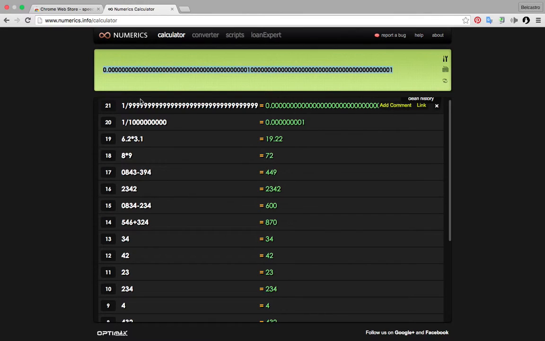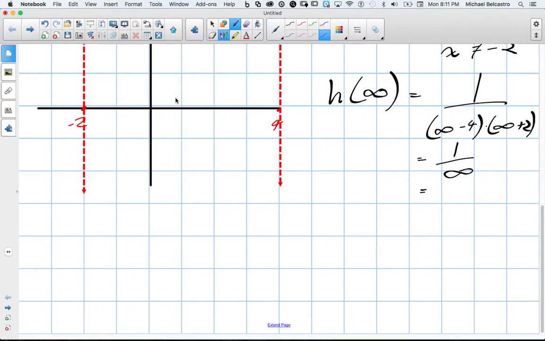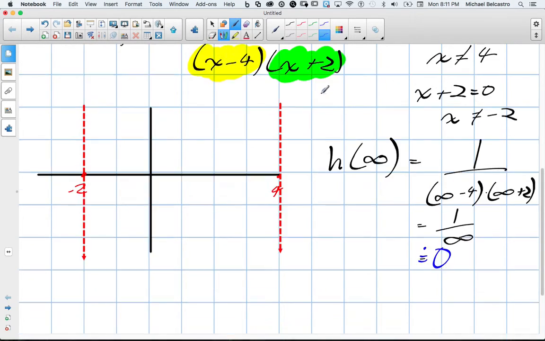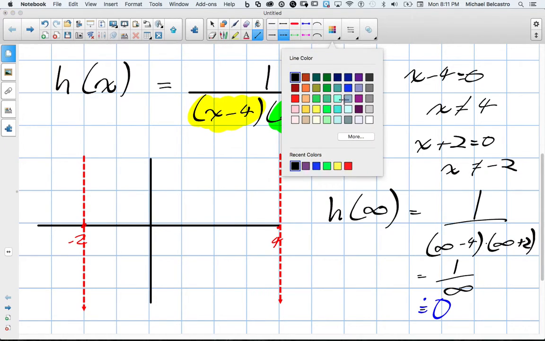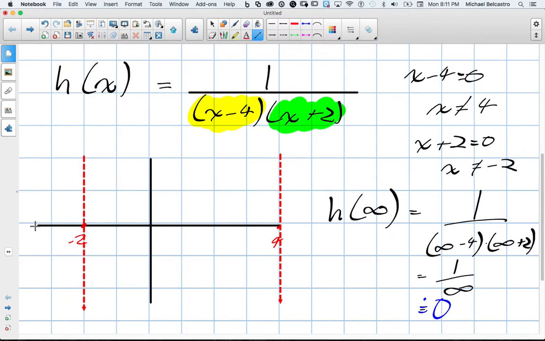So the idea is, in all practicality, this number is 0. So what we'll say here is it is approximately 0. In other words, we're saying the horizontal asymptote is when y is approximately 0. So I'm going to put it in blue this time. We have a horizontal asymptote here.